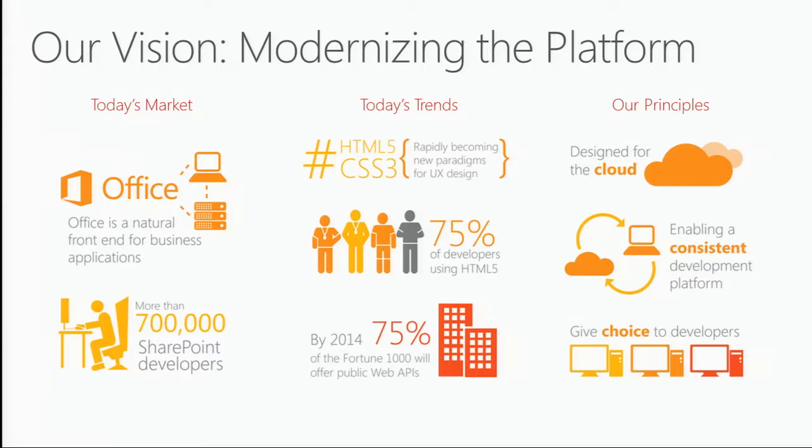So the key principles are, first of all, we want to build something for the cloud. It doesn't make sense to say you build things one way on-premise and then a different way in the cloud. We want one consistent way when you build solutions between both of those environments. We want a consistent development platform. We want you to be able to choose the tools and technologies that you're familiar with, and we want to make sure that you're using the things that your organization would prefer.